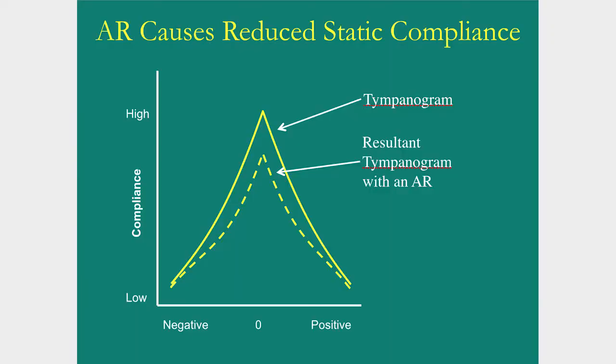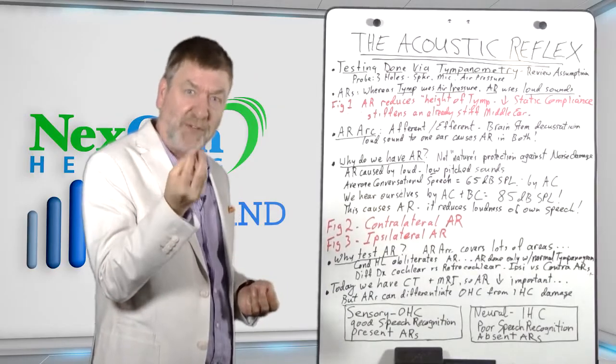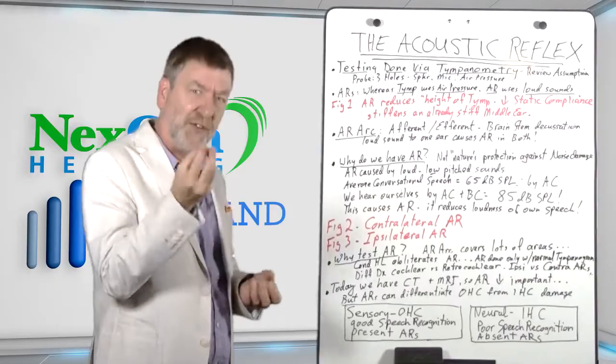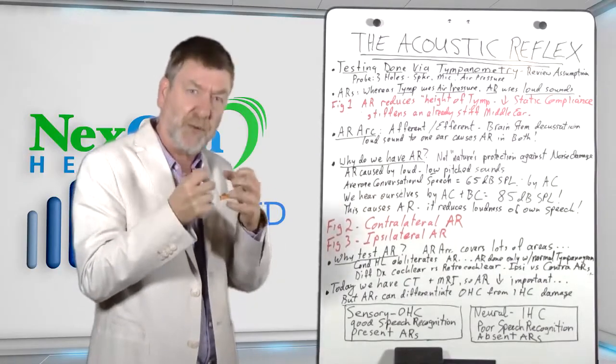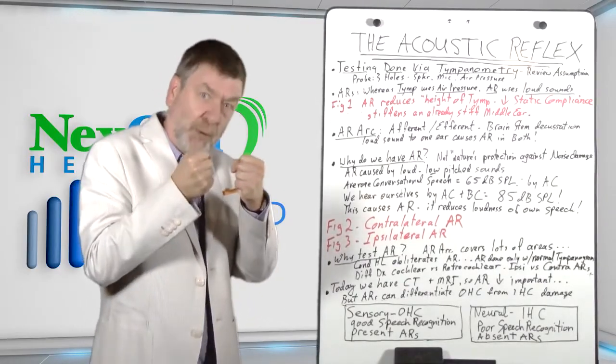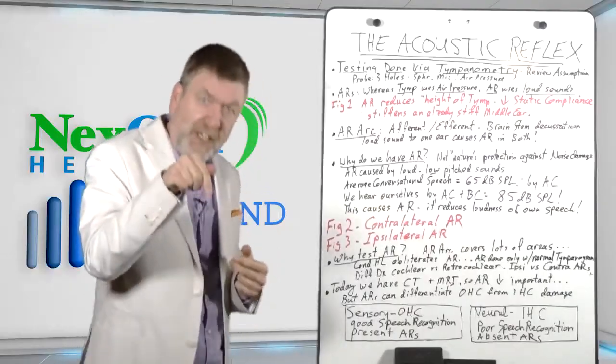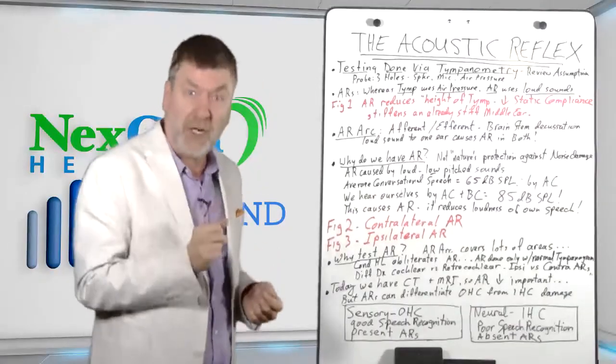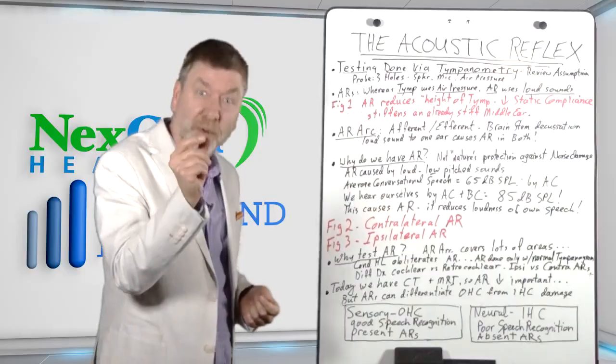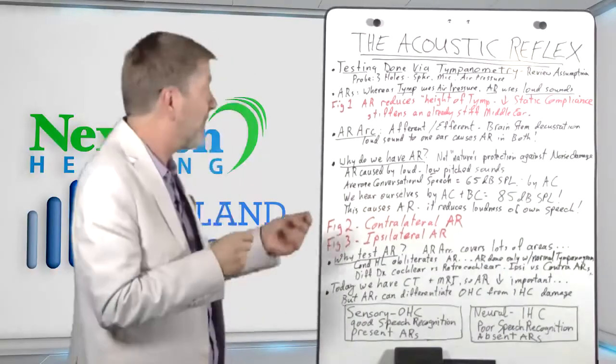Let's look at it. Figure 1 shows that with tympanometry, the acoustic reflex temporarily results in a reduction of the height or the static compliance of the tympanogram. The acoustic reflex is a set of tiny muscles contracting in the middle ear system to tighten the already stiff middle ear, thus reducing its efficiency, thus actually causing a temporary slight degree of conductive hearing loss.